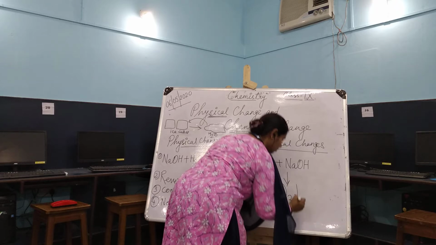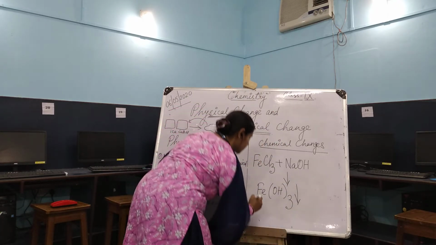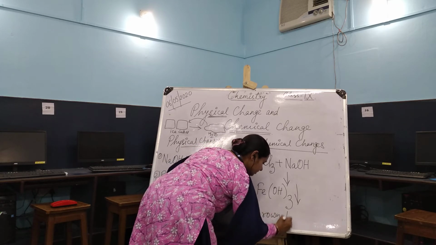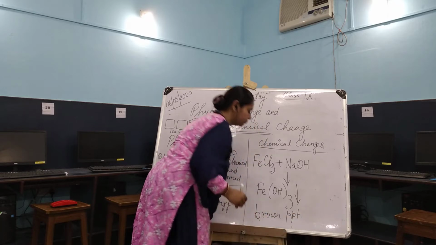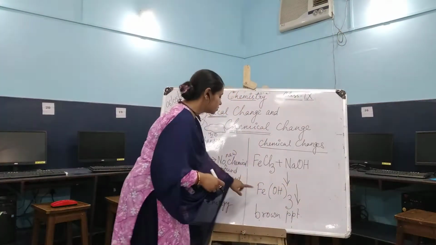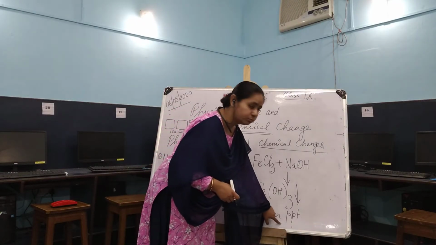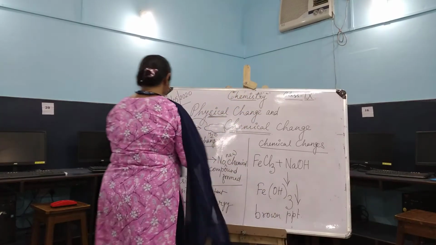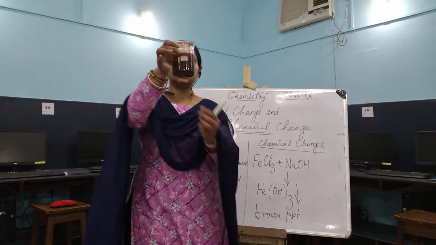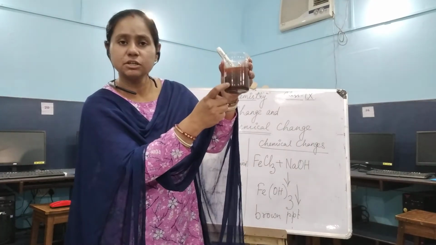This ferric hydroxide is obtained as a brown PPT. We symbolize PPT with this downward arrow. So Fe(OH)3 is symbolized as a brown PPT over here. This is the brown PPT that you are getting over here.